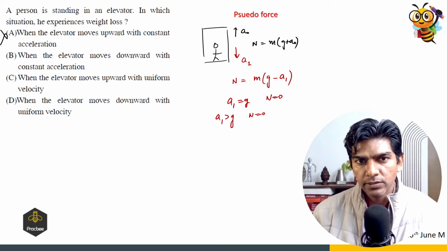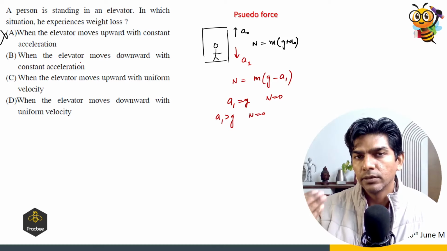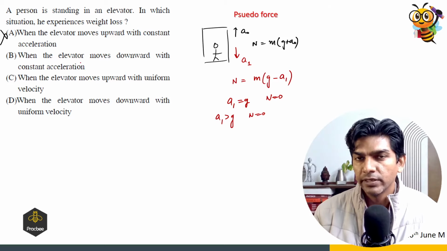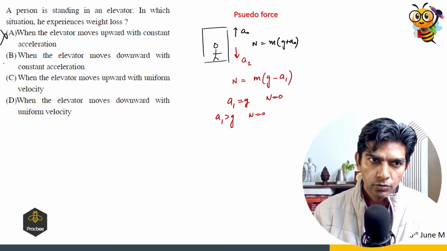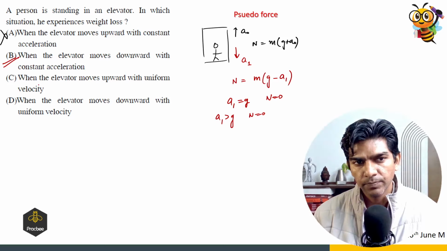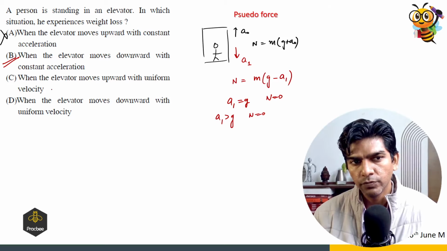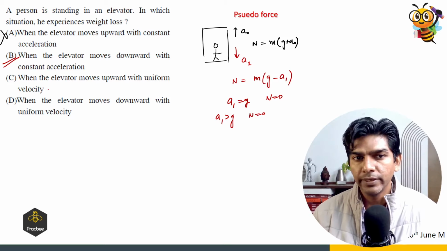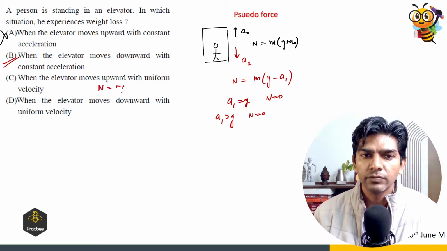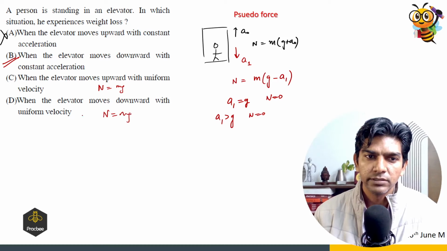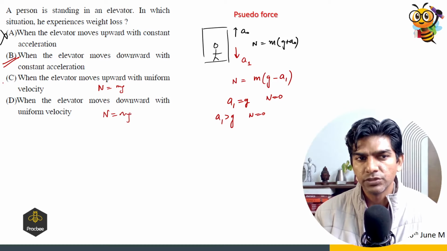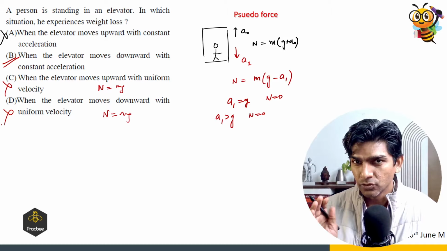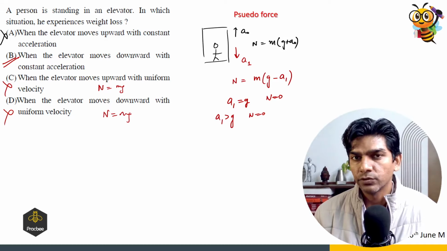So he will experience weightlessness only in this scenario when the elevator is going down with an acceleration. So B can be possible. Let us see option C. When the elevator moves up with a uniform velocity, when the elevator is moving uniformly, the normal reaction will be the same as the weight in both the cases, right? Here the elevator is moving down with the uniform velocity. So C is not correct, D is not correct. So B is the most appropriate answer for this question.